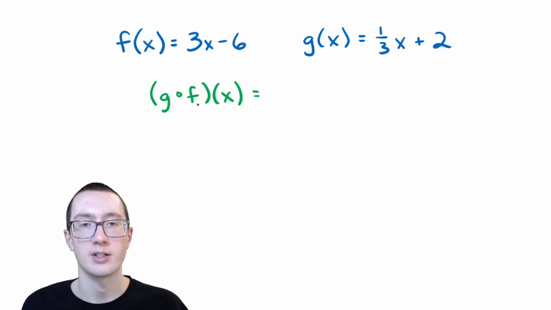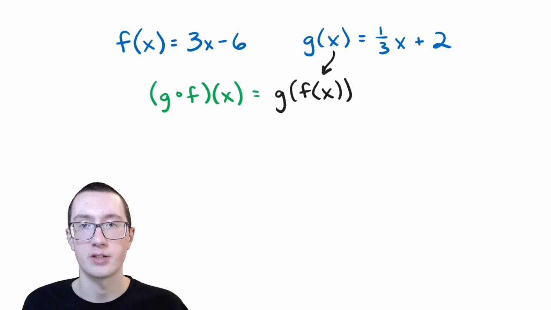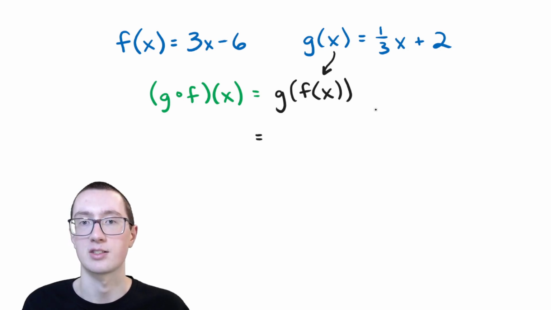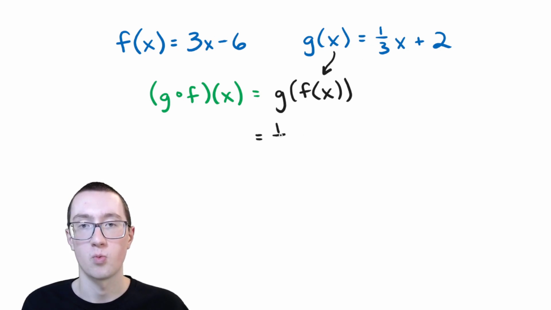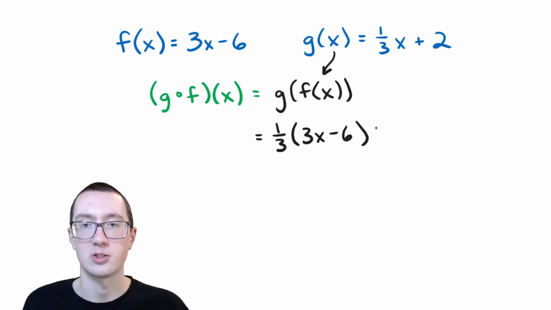So this is going to be exactly the same, except instead of f with g of x inside, we have g with f of x inside. So we are replacing the x in g of x with the entirety of f of x, which is 3x minus 6. So we're going to write out g, which is 1/3 x plus 2, but instead of x, we're going to put f of x, which is 3x minus 6. So we're going to write out g, 1/3, and instead of x, we're going to have the entirety of f, which is 3x minus 6. And then the plus 2 is here as well.